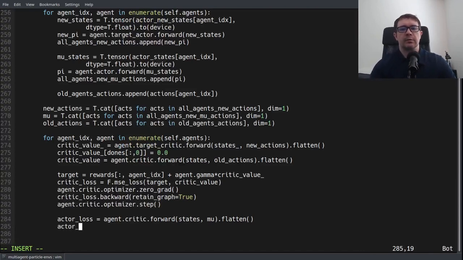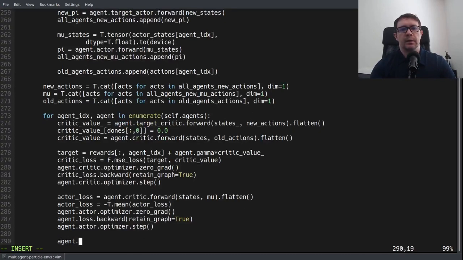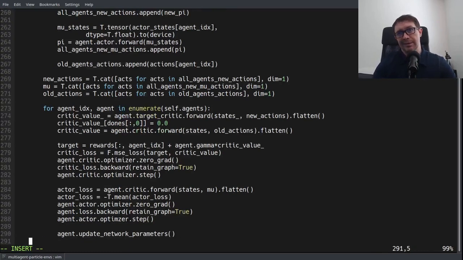Then we have actor loss equals minus t.mean actor loss. agent.actor optimizer zero grad, actor loss.backward retain graph is true, and step the optimizer. And of course, update your network parameters.